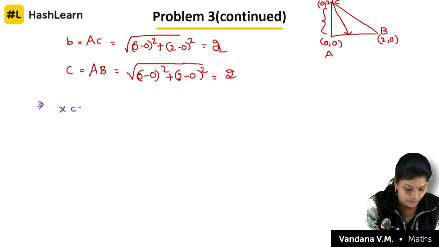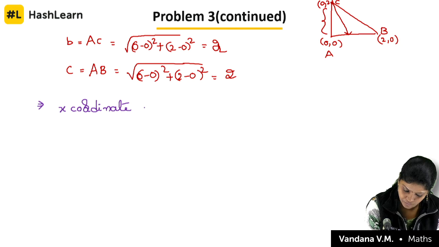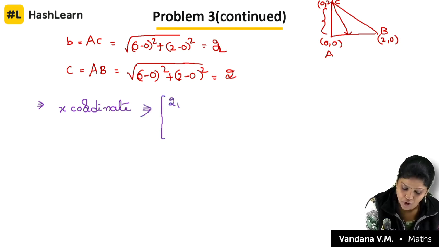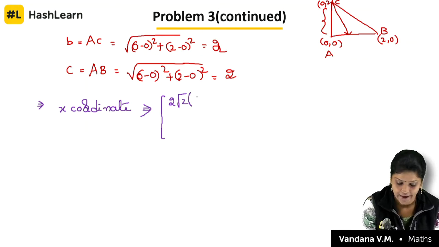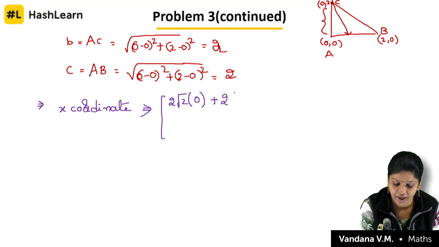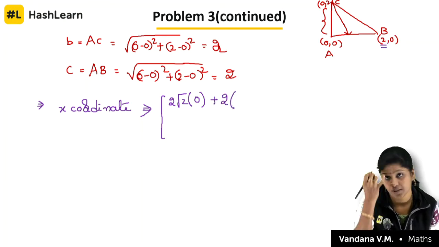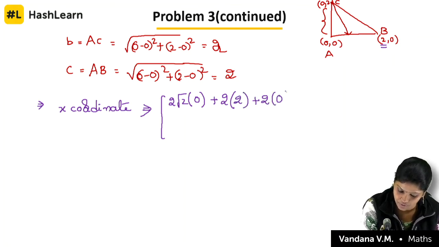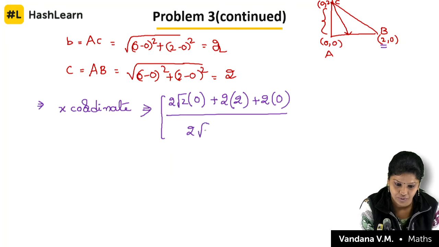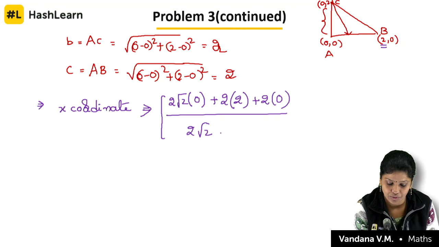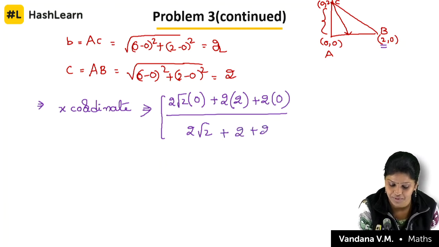So, x coordinate only, find out the x coordinate. a x1, what is a? 2 root 2 into x1. The first one is origin, next b into x2. So, what is here? The x coordinate is (2 root 2 into 0 plus 2 into 0 plus 2 into 2) by (2 root 2 plus 2 plus 2).